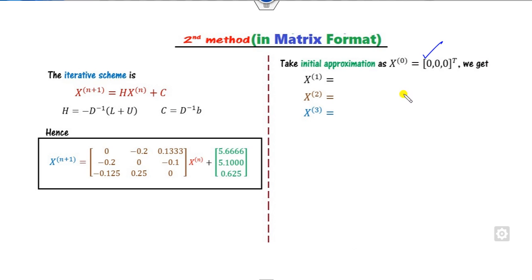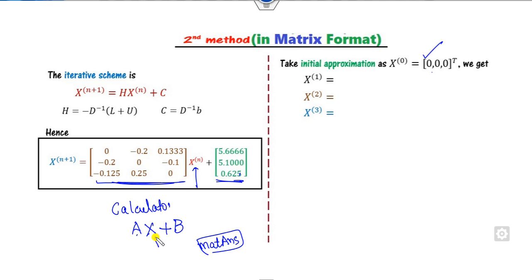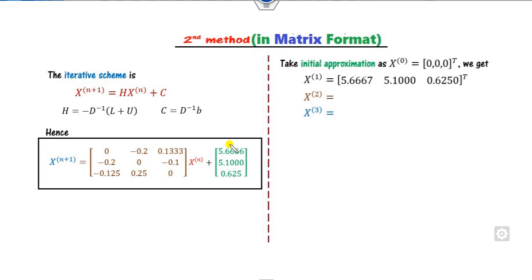I can start with X naught randomly. I can substitute this value here. You can use your calculator. Remember, in the calculator you can write the matrix AX plus B. This matrix is a constant. You can change your answer and substitute your answer like Mat Ans in your updated X. If I substitute X as 0, 0, 0, then you will get this answer. Then I can substitute this value here. If you multiply this matrix and add, you will get this value.